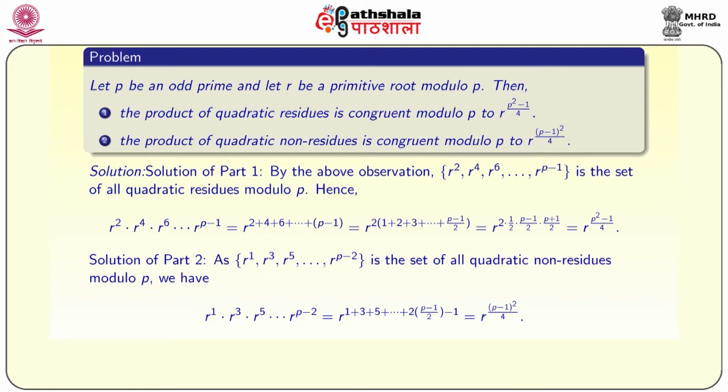Now, we are going to prove the second part. That is, r power 1, r power 3 and so on, up to r power p minus 2, are the set of all quadratic non-residues modulo p. Hence, we have r power 1 into r cube, r power 5 and so on, which is equal to r power 1 plus 3 plus 5 and so on plus 2 into (p minus 1) by 2 minus 1. As we proved earlier in chapter 1, this sum 1 plus 3 plus 5 and so on is a square number, that is n squared. So, this is equal to r power (p minus 1) whole square by 4.